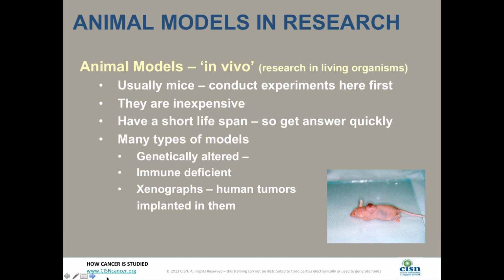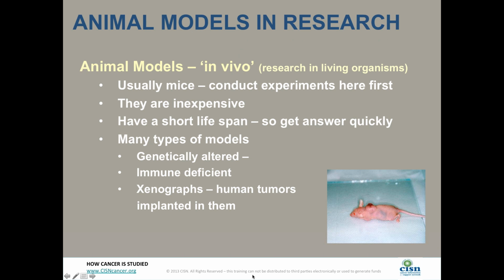So let's talk a little bit about the animal models that are used. You'll see the term in vivo, and that means research in living organisms. That's what in vivo means. In vitro means the research is happening in a test tube or a glass petri dish, but in vivo is a living organism, and it's usually mice. And that's just because they're cheap, they've got a short lifespan, so you can get the answer really quickly.